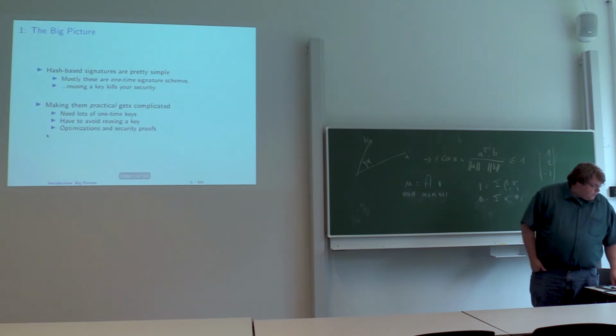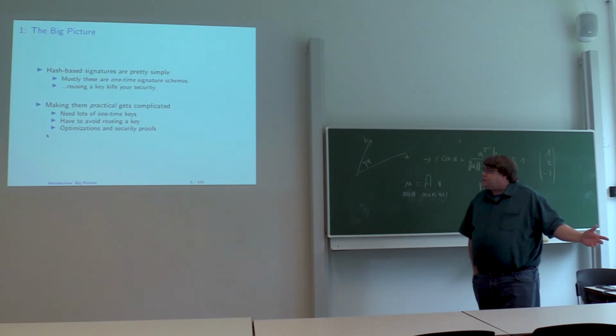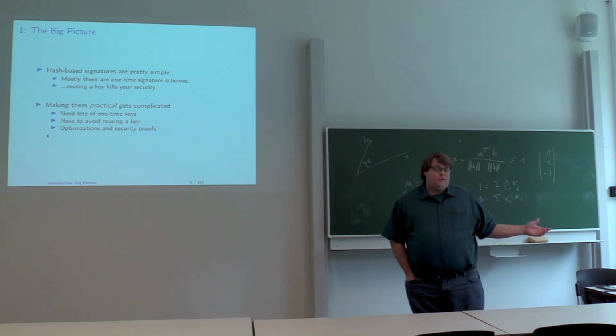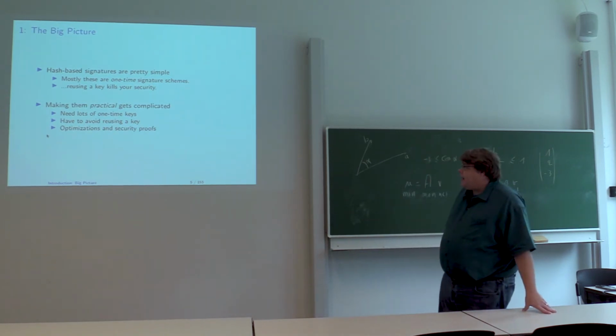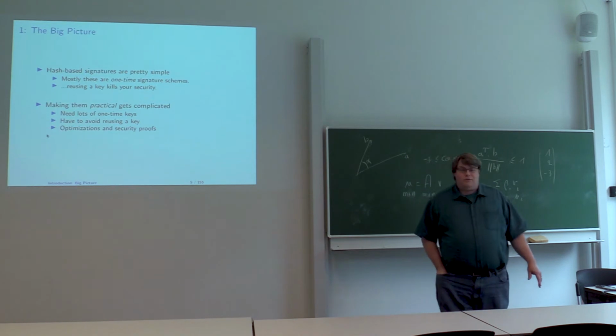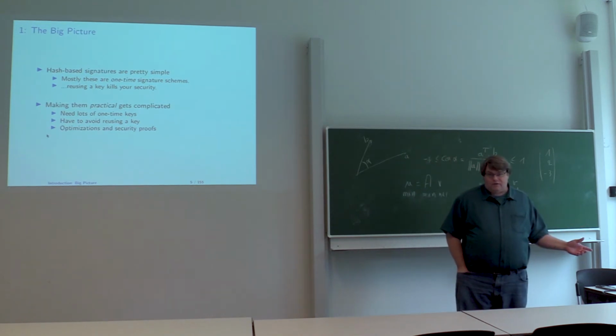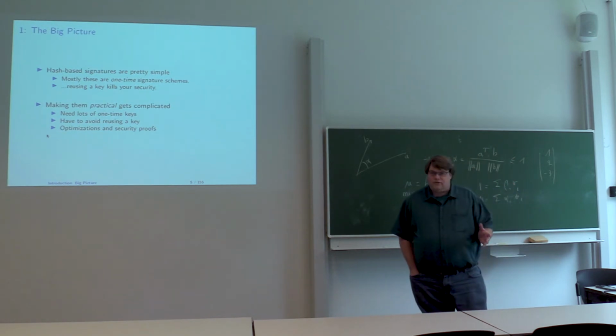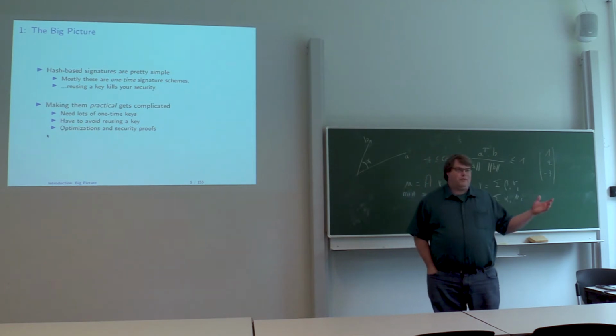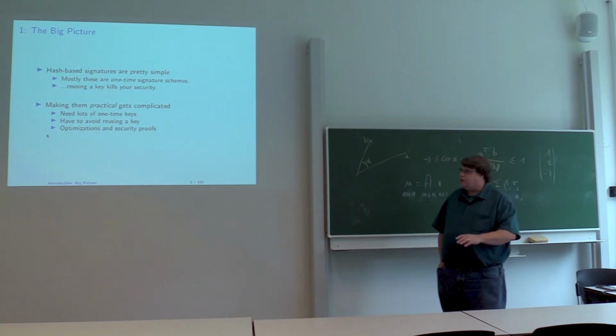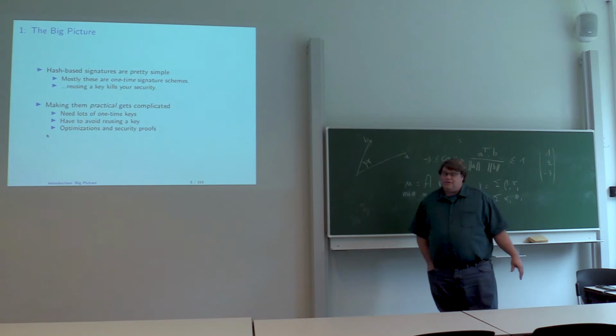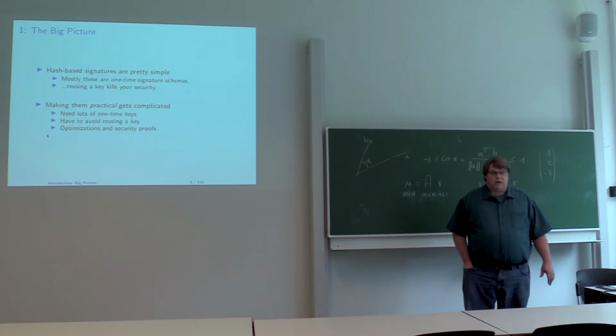So to start out, hash-based signatures are actually really simple. All of the underlying ideas are simple. Basically, they are generally based on one-time signature schemes or sometimes few-time signature schemes, which means you can sign once and it's secure, but if you sign a second time, you lose your security. Or sometimes maybe you can sign 5 times, but the 6th time you lose your security. And so that means that making them practical gets really ugly.